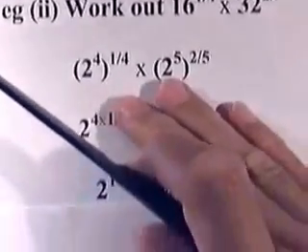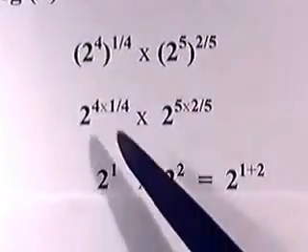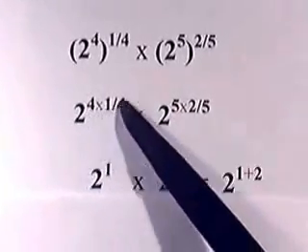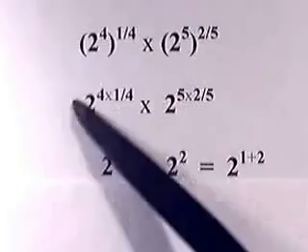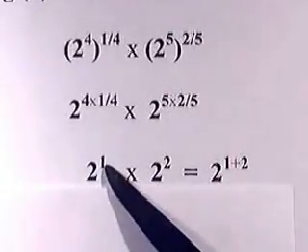Oops, let me lift that up a bit. There we go. 4 times a quarter is really 1. So all of this is just the same as 2 to the power 1.